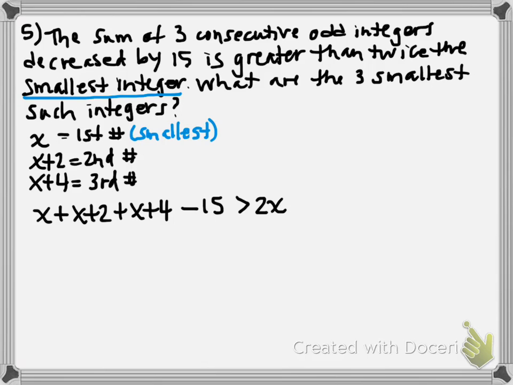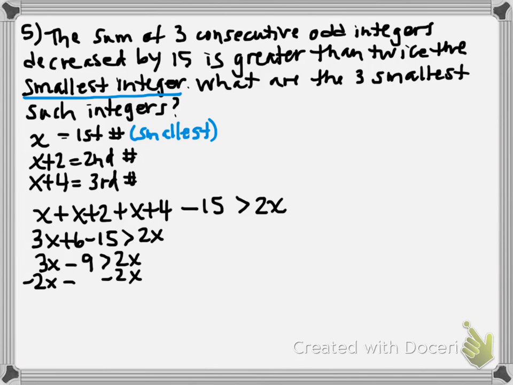Well, x is the smallest, so twice x. So combining up like terms on the left, I have 3x plus 6 minus 15 is greater than 2x, which is 3x minus 9 is greater than 2x. I'm going to subtract 2x from both sides to get the variables on the left, add 9 to both sides to get the constants on the right, and I get x is greater than 9.